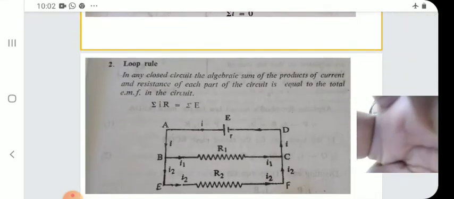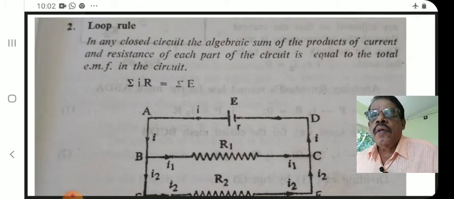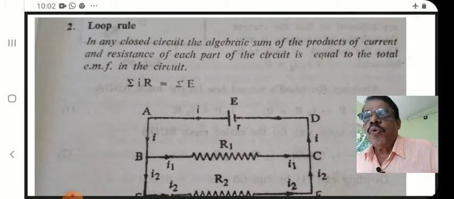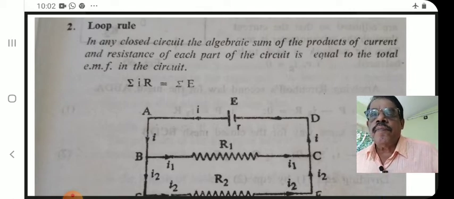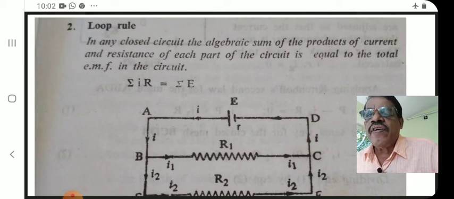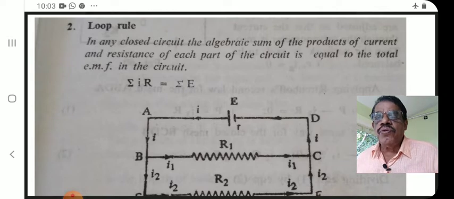Now we go to the second law. The second law is also known as the loop rule, Kirchhoff's second law or loop rule. In any closed circuit, the algebraic sum of the products of current and resistance of each part of the circuit is equal to the total EMF in the circuit. That is, sigma IR is equal to sigma E.